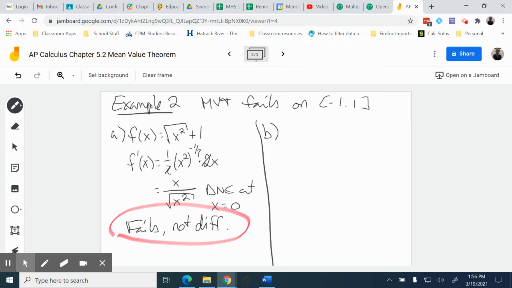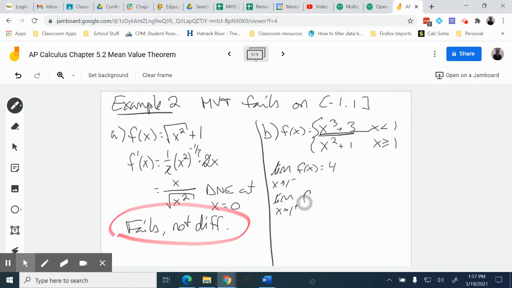Second question, let's look at a piecewise function, f of x equals x cubed plus 3 for x less than 1 and x squared plus 1 for x greater than or equal to 1. Analyzing this function, what I notice is that the limit as x approaches 1 from below is 4. We're using the first half of the piecewise function. The limit as x approaches 1 from above is 2, using the other half of the piece, which means that this function is not continuous.